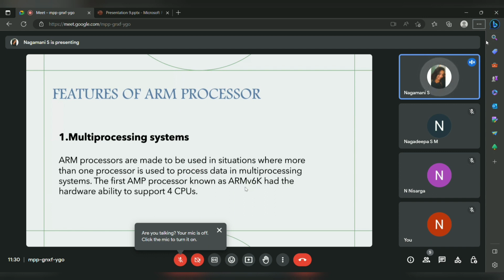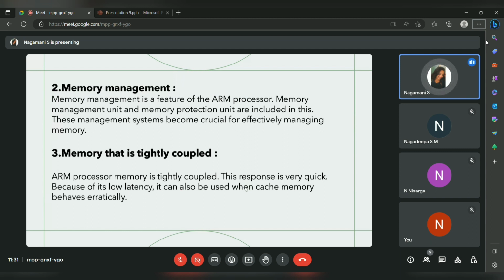The first feature is multiprocessing systems, which means ARM processors are made to be used in a situation where more than one processor is used to process the data in multiprocessing systems. The first AMP processor, known as ARM V6K, had the hardware ability to support 4 CPUs. The second one is memory management. Memory management is a feature of an ARM processor. Memory management unit and memory protection unit are included in this. This management system becomes crucial for effectively managing memory.